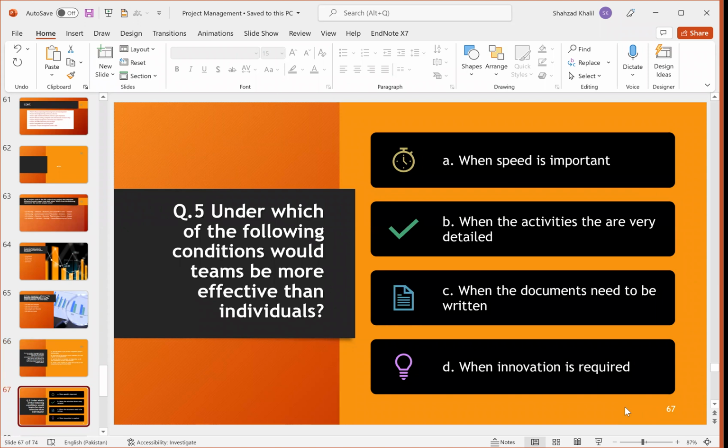Under which of the following conditions would teams be more effective than individuals? A, when speed is important, when the activities are very detailed, when the documents need to be written, and when innovation is required. D is the correct answer. Whenever you need innovation, always teamwork. It is better to have a team than an individual. So D is the correct answer.